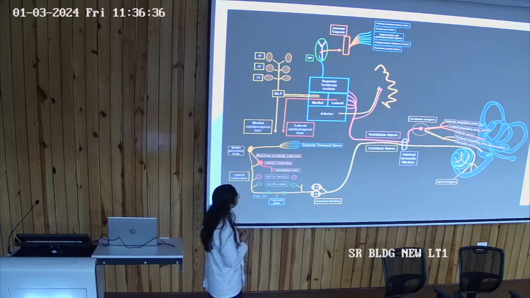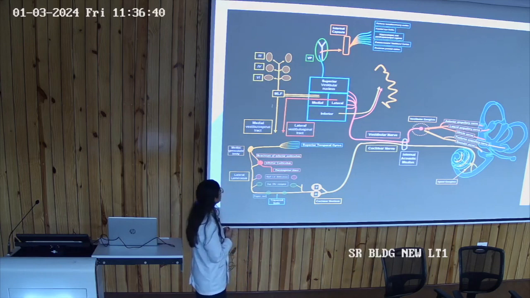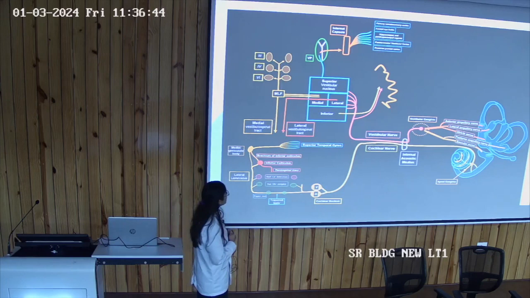The medial part of the vestibular nucleus goes to the MLF, which is the medial longitudinal fasciculus, and the fibers go to the medial vestibular spinal tract. The fibers from the lateral vestibular nucleus go to the lateral vestibular spinal tract, and the fibers from the inferior vestibular nucleus go to the cerebellum, which is located here.